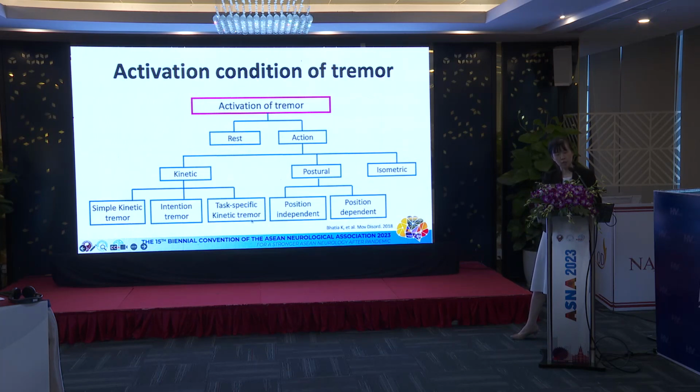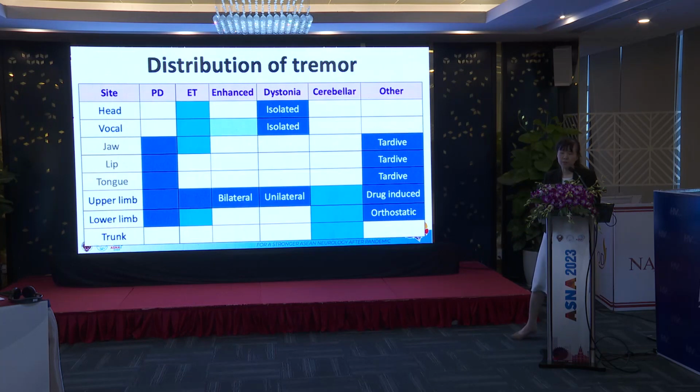and task-specific kinetic tremor. And for postural tremor, you have to look at whether it is position independent, meaning that the postural tremor can occur in either position, or position dependent, meaning that the postural tremor occurs only in one position. The distribution of tremor is also important to determine tremor syndrome.